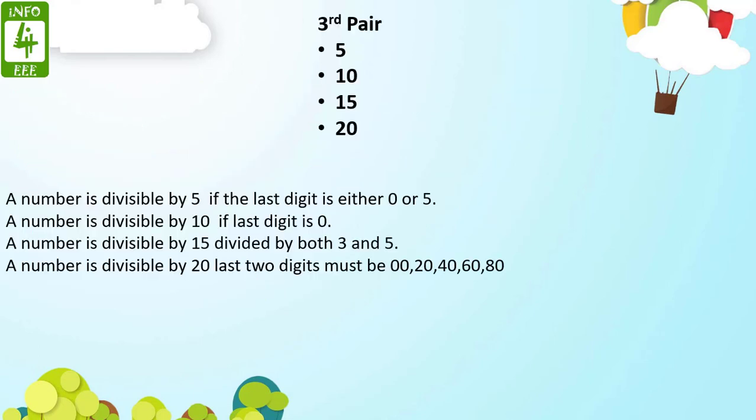Let's move forward. So the third pair is 5, 10, 15 and 20. For 5, the last digit should be 0 or 5. For 10, the last digit should be 0. For 15, the number should be divisible by 3 and 5. For 20, the last two digits of the number should be 00, 20, 40, 60 or 80. Let's see some examples.